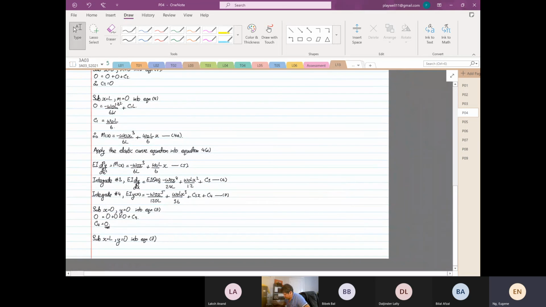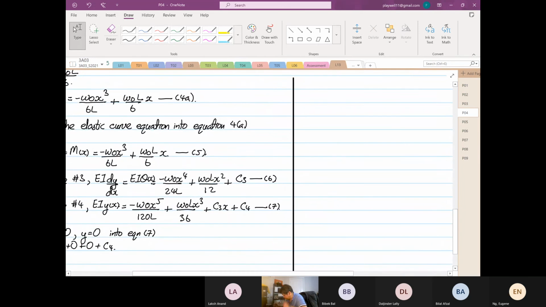Right. So when that's the case, I'm going to split this page into two. Or not, if I flip over pages, I'll get headaches. So for this case, you will get 0 is equal to minus omega naught L^4 over 120, right? Plus omega naught L^4 over 36 plus C3 L.